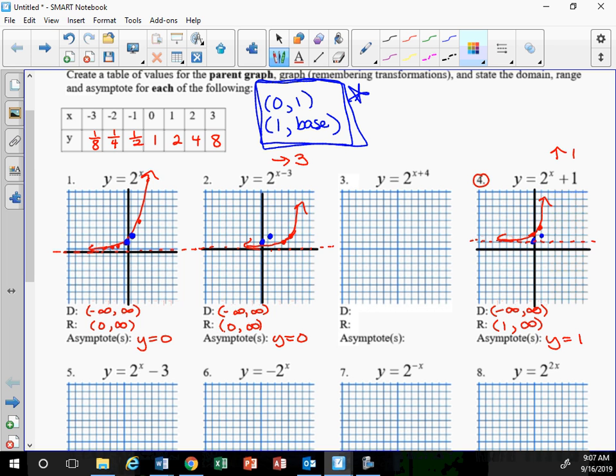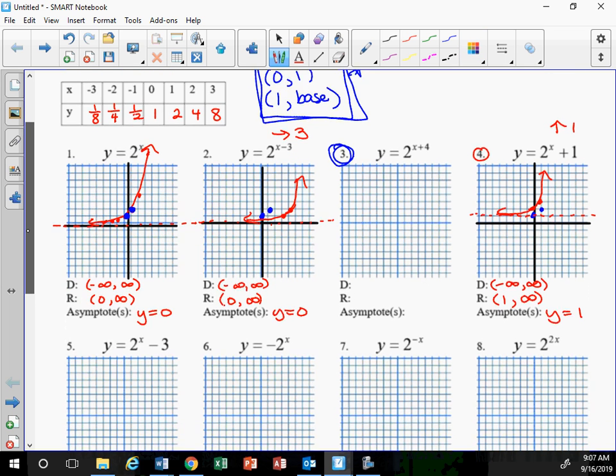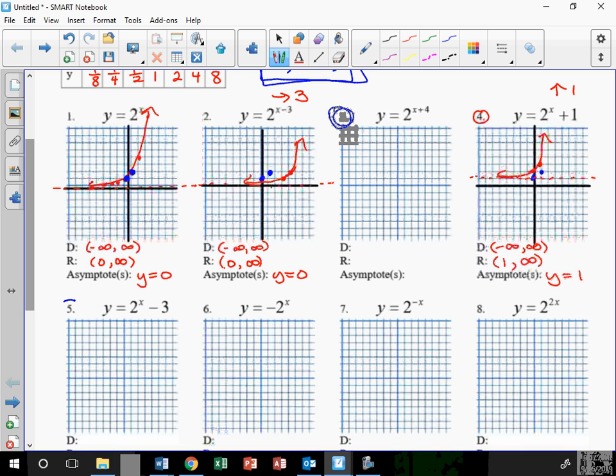All right, does that make sense what we're doing? Start with those 2 points, do the transformation. Okay, I'm going to have you try a couple on your own. Do number 3 for me. 5. And then let's look at 6 and 7. Do you guys see those are the ones with the negatives? Let's just talk about it so you can graph it correctly.